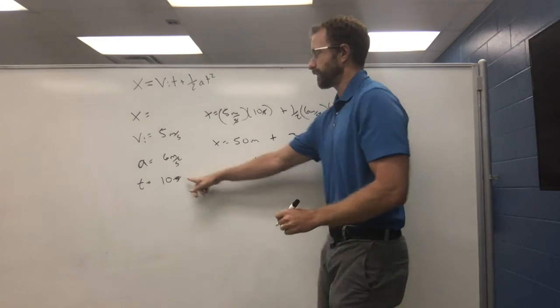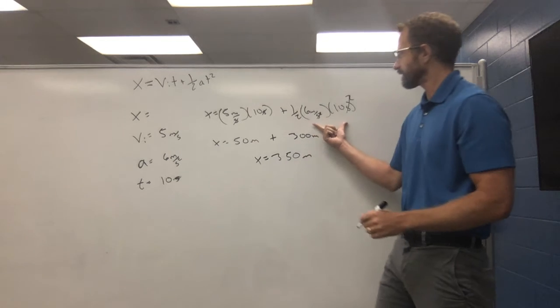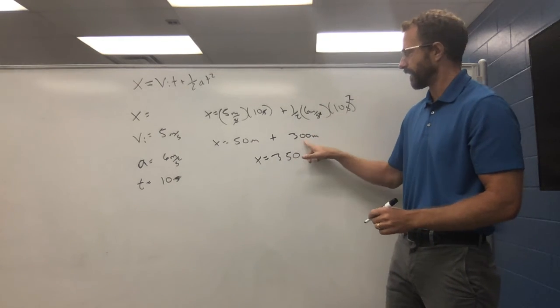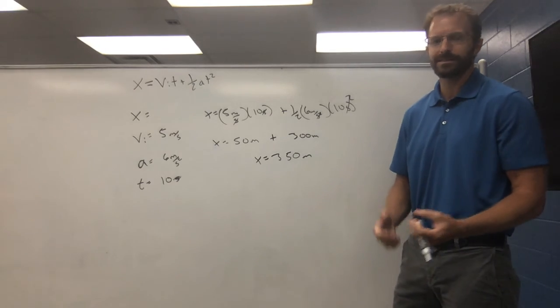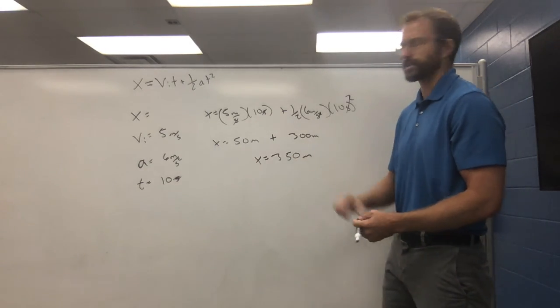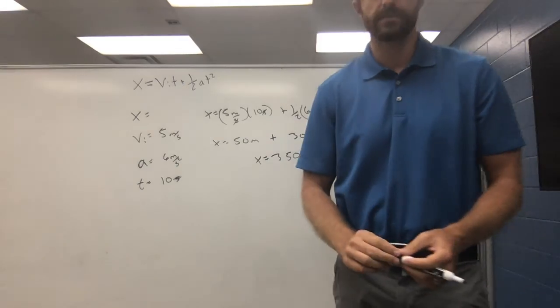So you can see because we had a longer time, the acceleration part of it became the more important thing for how much ground we covered than our initial velocity was. If we had started this from stopped instead, we would have still almost covered as much ground. We would have covered 300 instead of 350.